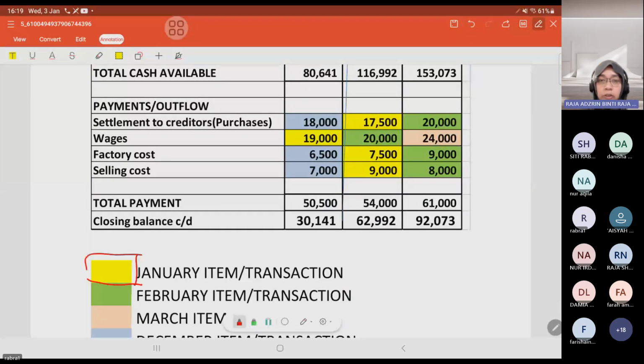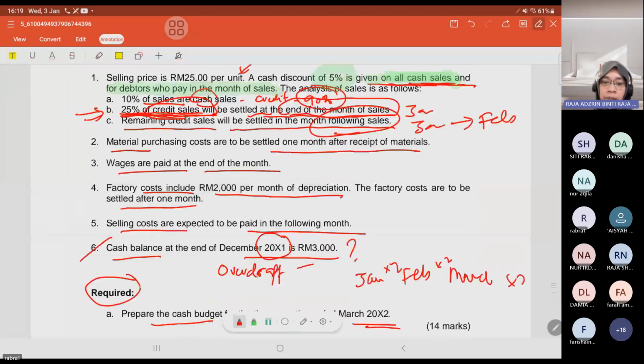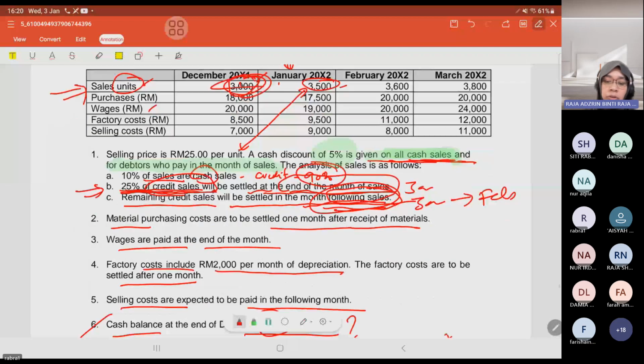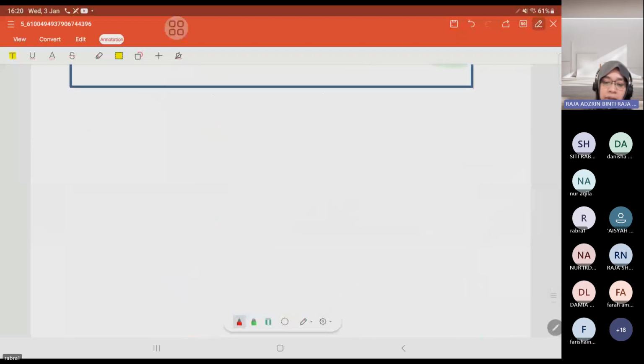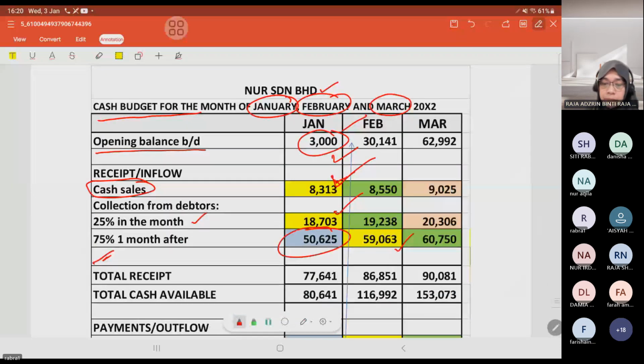Setakat tu faham? And then you do lah, once you understand nak buat untuk January, you boleh lah buat untuk February. So you do the same thing untuk February and March. Kan? And then you kena start daripada December sebab daripada December tadi, the remaining will be settled in the following month ni. You kena work out. Kan? Sebab December ada certain part of it will be paid in January. So you have to work backwards so that you can work out this amount.